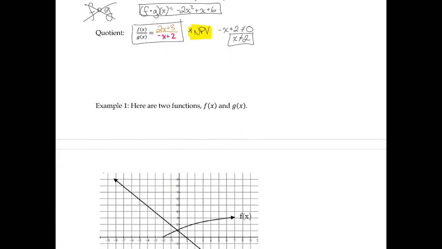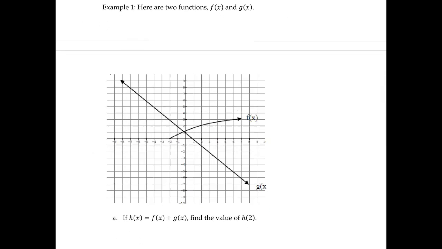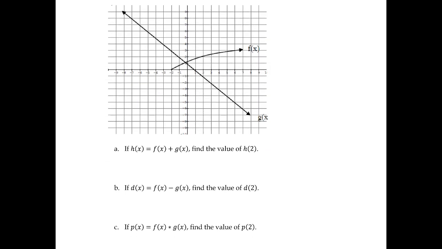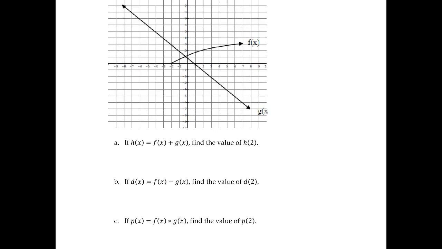So I apologize, I didn't realize that this had broken up this example. You've given two functions. If we added them, find the value for each. So we are working a little bit with graphs here still. If we were working with a new function, f of x plus g of x, what is it when we're dealing with x equals 2?